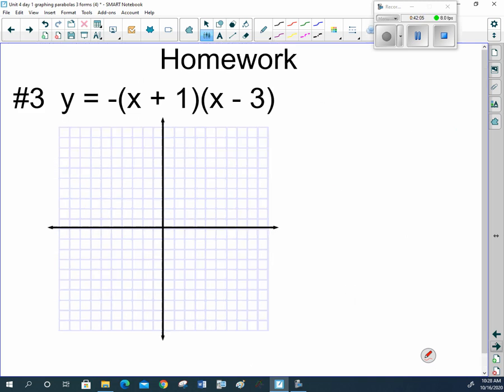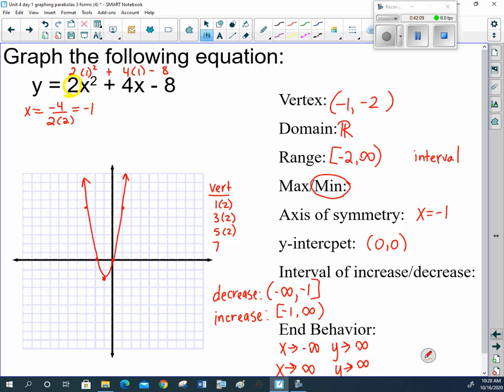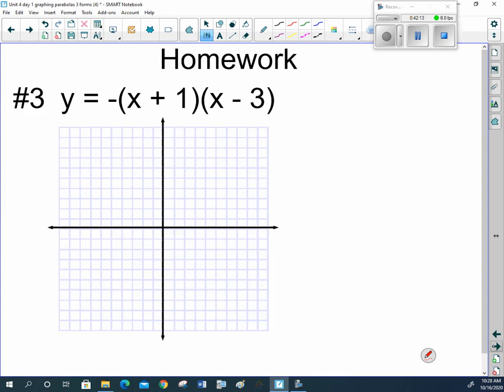Okay, so here's homework question number 3. We're going to answer all of those questions that we did here. I think there's one difference in that. I think this one asks for the x-intercepts. And that's easy because it's in intercept form. So to get started, that's what we start with. So the x-intercepts on this one are -1 and 3. So we'll put those in here first, -1 and 3.